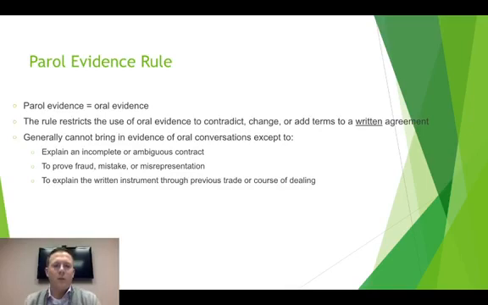So that's an example of an ambiguous term that the writing doesn't explain, and so you would have to use parole evidence there. But for the most part, with a service contract, because all your terms have to be clear from the beginning, you're not going to be in a situation where you're using parole evidence to explain ambiguities or things that are incomplete.